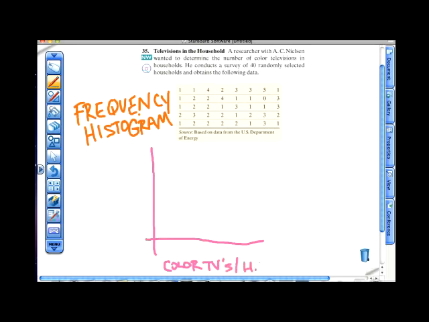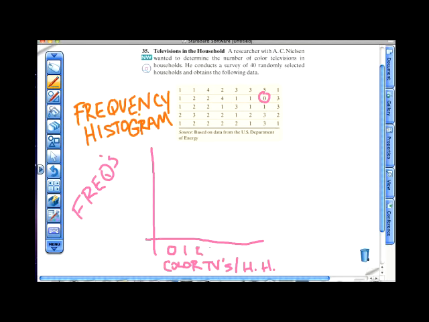Per household. And then vertically, our frequencies. And we will make room for, okay, so our smallest number of color TVs per household was 0, which I hope you remember is right on top of the vertical axis. And that doesn't really bode well for the appearance of our graph. So we're going to move 0 in a little bit and put it like there.